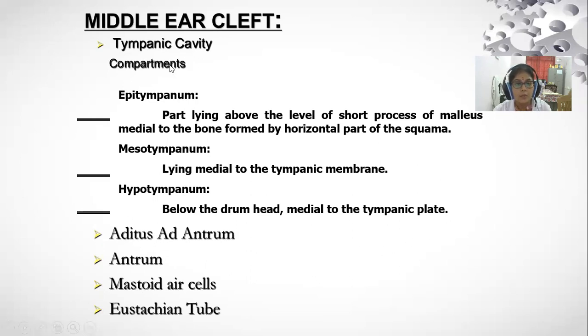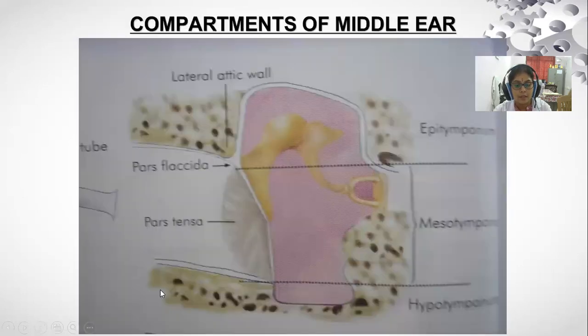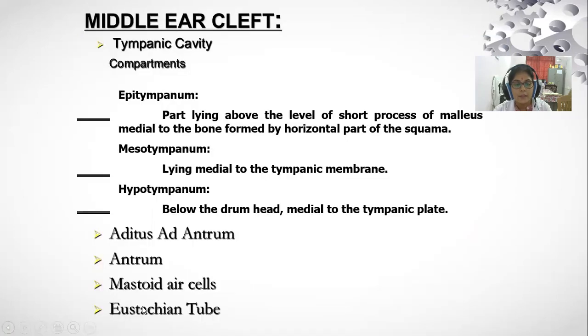So what are the other components of the middle ear cleft? It includes aditus and antrum, mastoid air cells, and your eustachian tube.